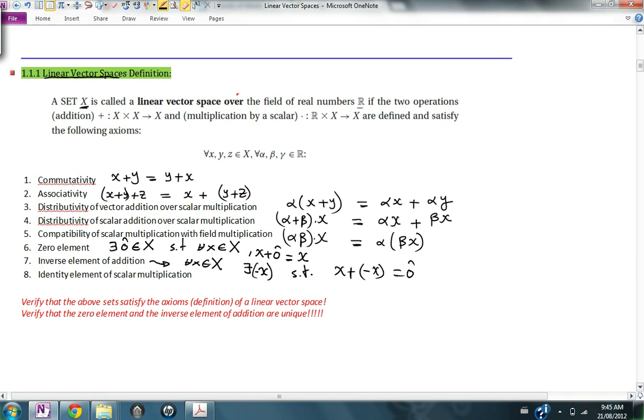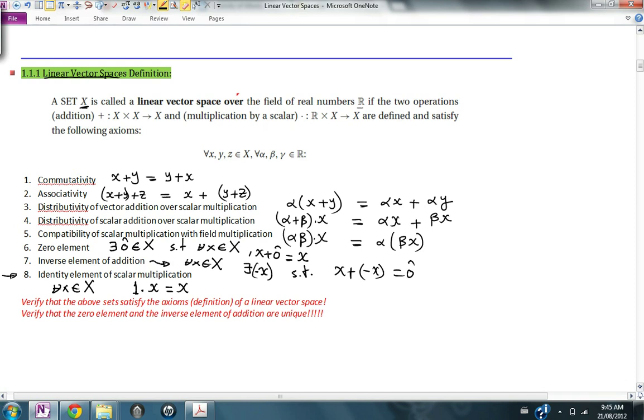Identity element, the last property is the identity element of scalar multiplication. For every x in x, if I multiply 1 by x, I get x. And all these properties define what a linear vector space is. And all the above sets that we just described satisfy all those properties.